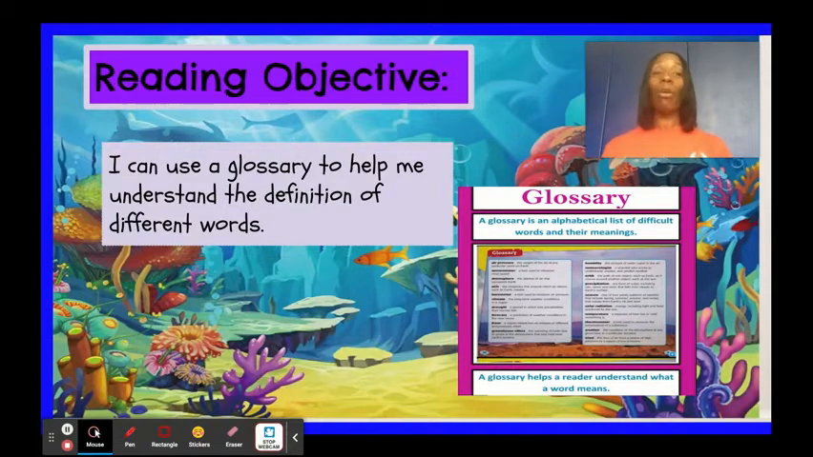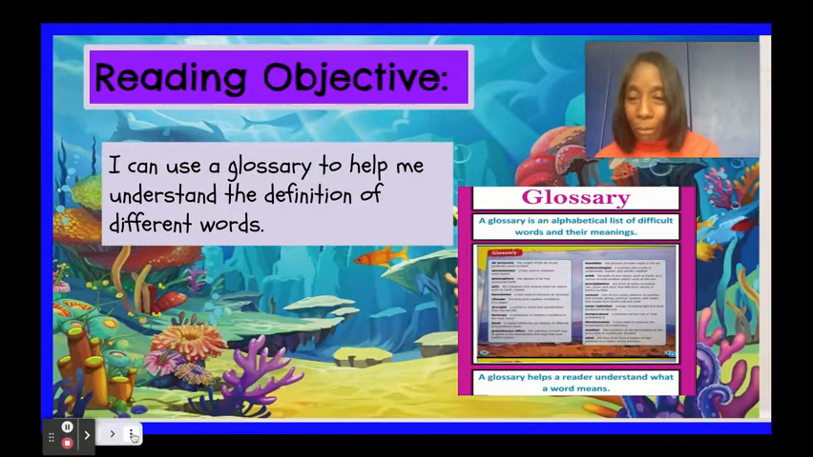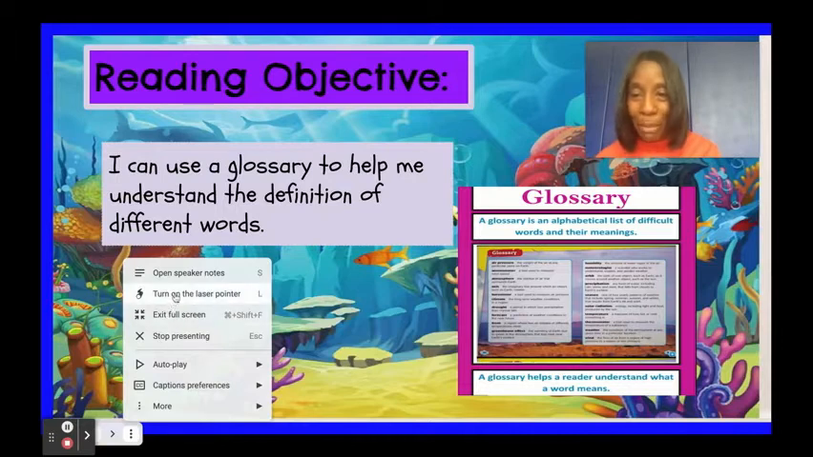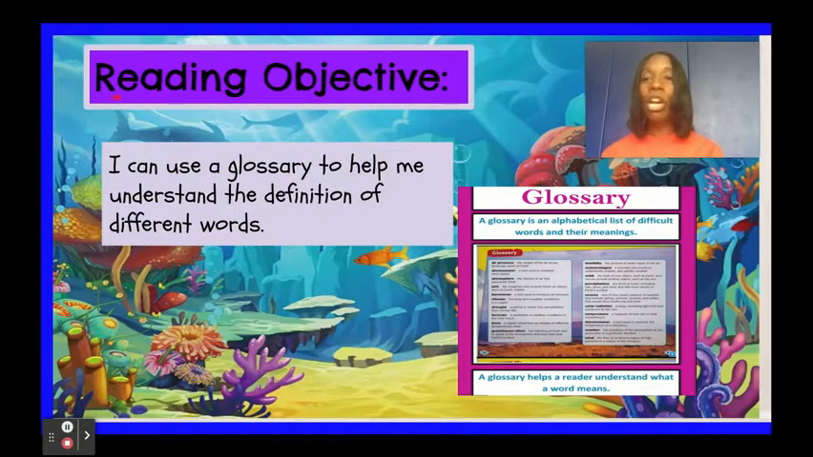Let's read our objective together. And let me get out my pointer. My pointer is right here. Just be patient with me. Thank you, scholars. Reading objective: I can use a glossary to help me understand the definition of different words.